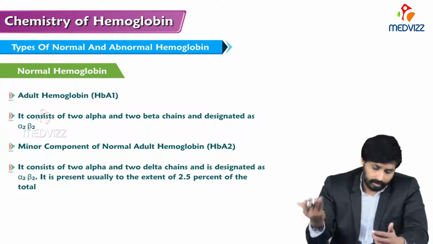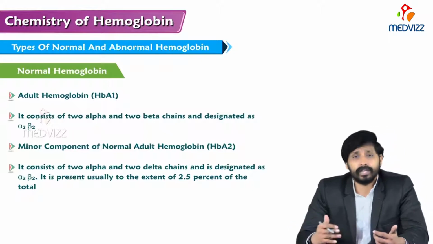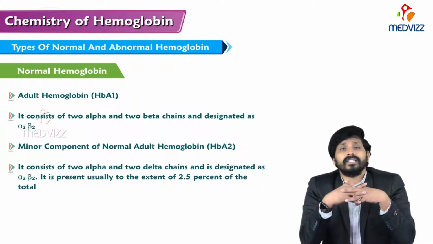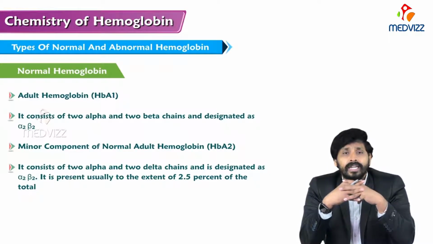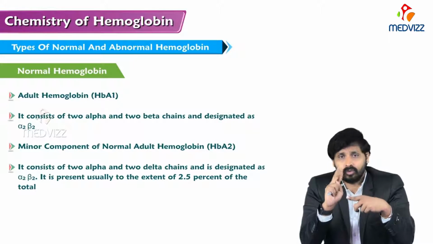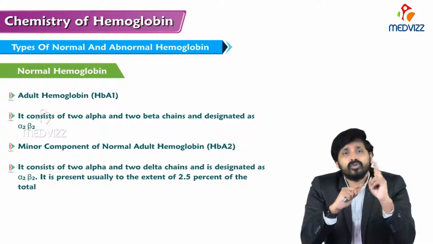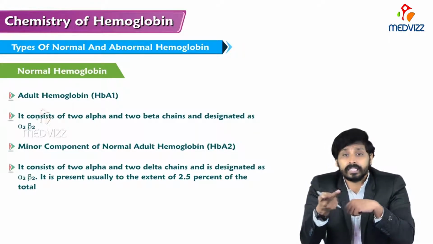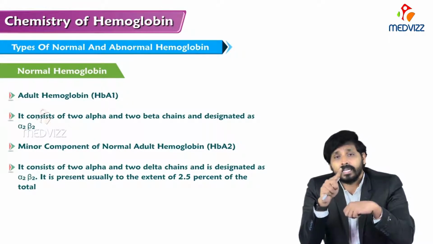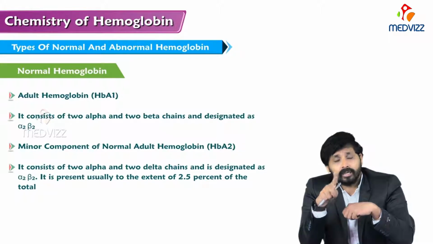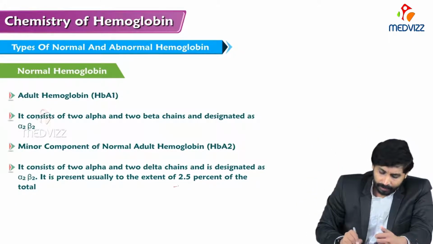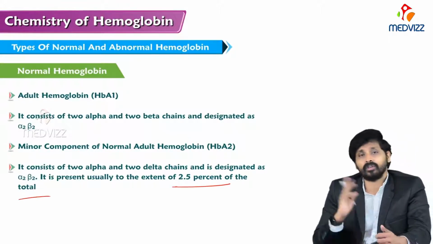And the minor form is HbA2. Here, in place of beta chains, it has delta chains. So HbA1 has 2 alpha chains and 2 beta chains. HbA2 has 2 alpha chains and 2 delta chains in place of the beta chains in HbA1. In HbA2, the beta chains are replaced by delta chains, and only about 2.5% of the population has HbA2.